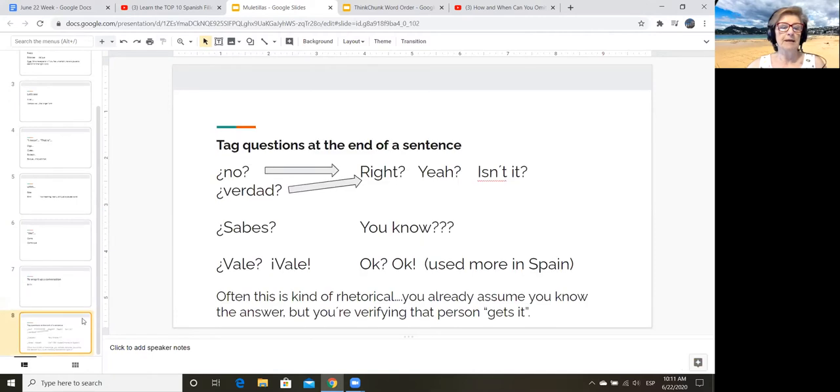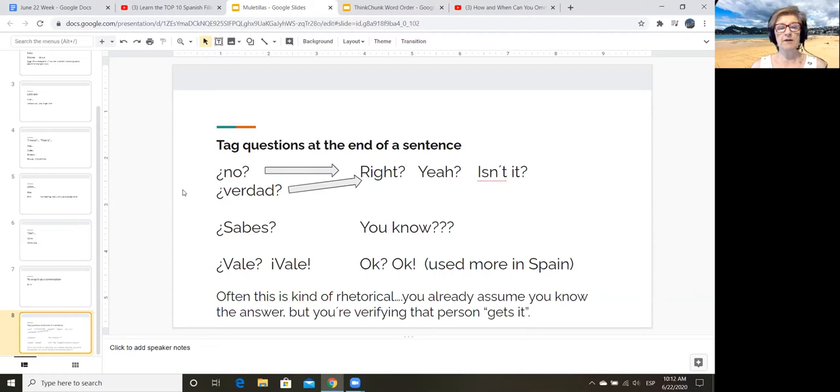En fin, to wrap it up. But here's another little set of muletillas that are really super, super frequent. These are what we call tag questions. They usually come at the end of a statement. Tag questions because they're not a whole sentence. But here are the most common ones that you hear people salt and pepper their conversations with.